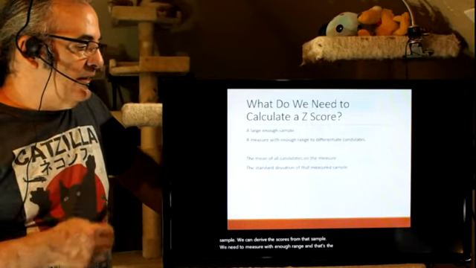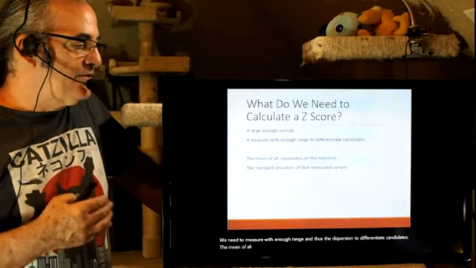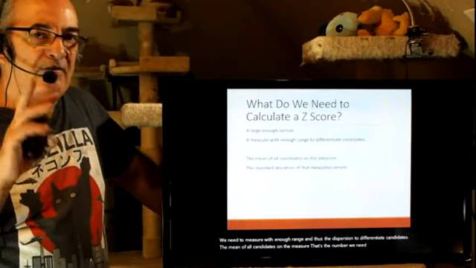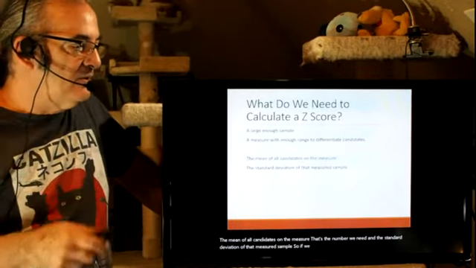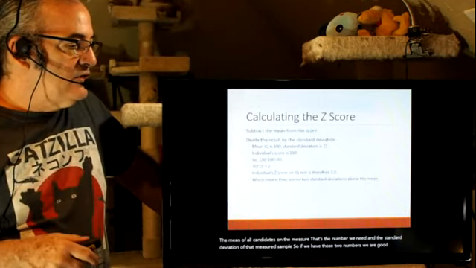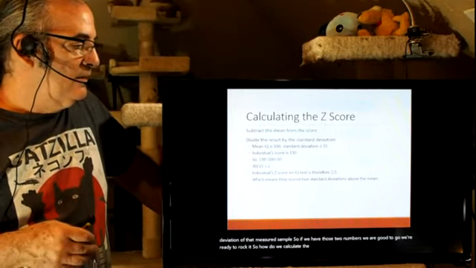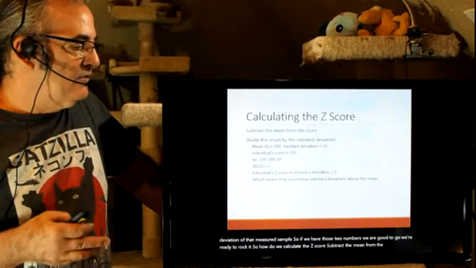The mean of all candidates on the measure, that's the number we need, and the standard deviation of that measured sample. If we have those two numbers, we are good to go. We're ready to rock it. So how do we calculate the z-score? Subtract the mean from the score. Divide the result by the standard deviation.